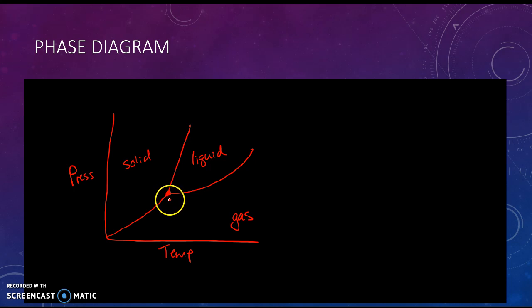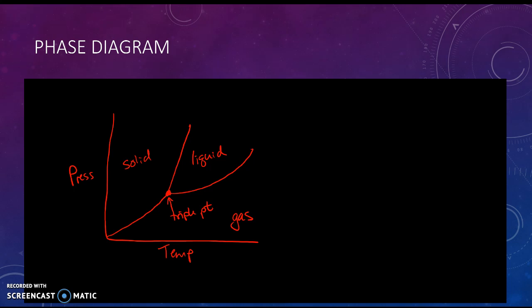Okay, which means down here would be going from solid to gas. This is where sublimation is occurring. It's on this line. Which means right here, we would have a triple point. Okay, now this triple point is a very unique point. Each pure substance would have one.